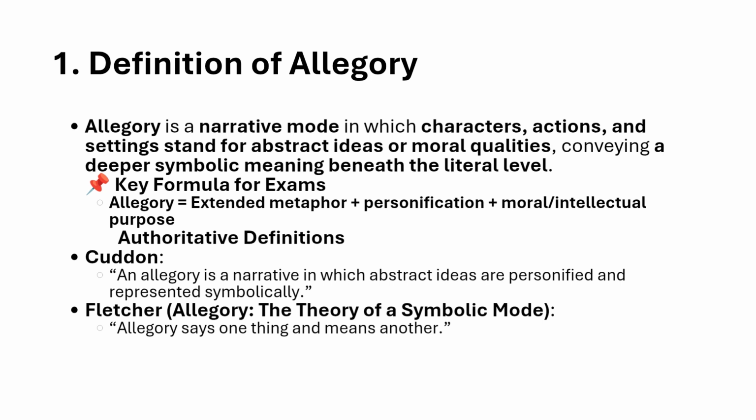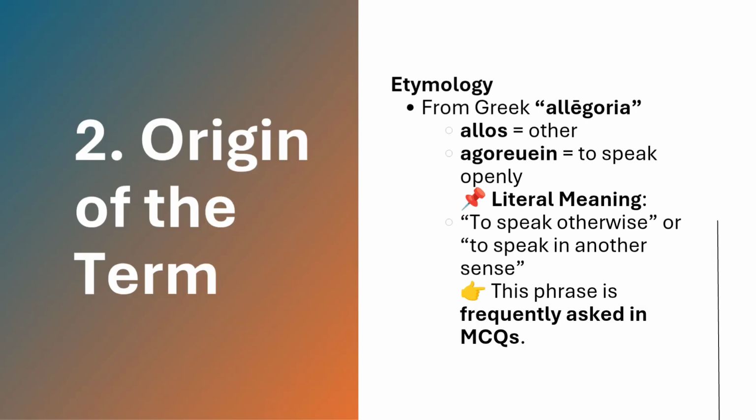Now remember this exam formula very carefully. Allegory equals extended metaphor plus personification plus moral or intellectual purpose. This one line can easily fetch marks. Let us look at authoritative definitions. Cuddon says, an allegory is a narrative in which abstract ideas are personified and represented symbolically. Fletcher gives a very famous line. Allegory says one thing and means another. This line is extremely popular in exams. Please memorize it.